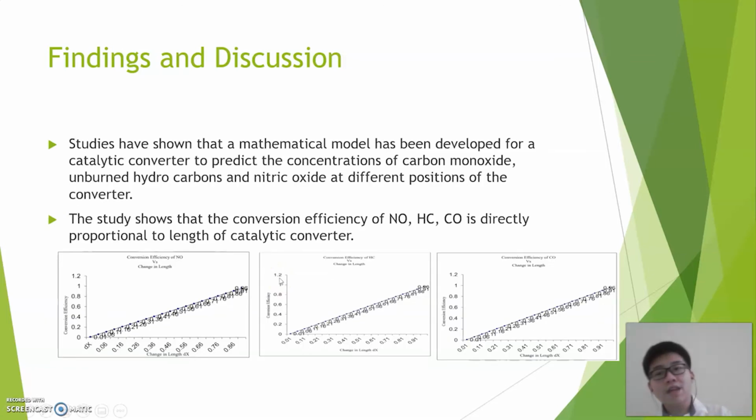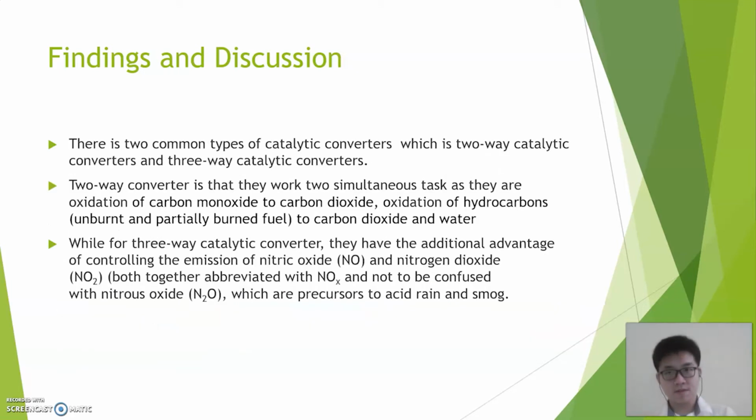Next, studies have shown that a mathematical model has been developed for a catalytic converter to predict the concentration of carbon monoxide, hydrocarbon and nitric oxide at different positions of the converter. The study shows that the conversion of nitric oxide, hydrocarbon and carbon monoxide is directly proportional to the length of the catalytic converter. There are two common types of catalytic converters, which are two-way catalytic converters and three-way catalytic converters.